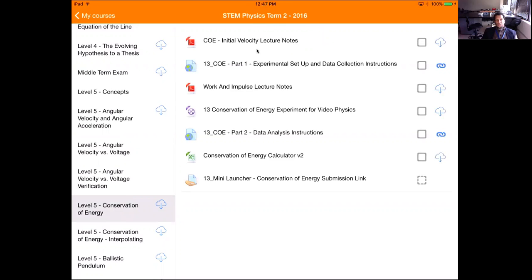All right. So I have lecture notes here. I'll probably replace those, but for right now, let's just go ahead and pull down our 13 conservation of energy experiment for video physics. I'll pull that down, and of course, I'll pull down the calculator as well.